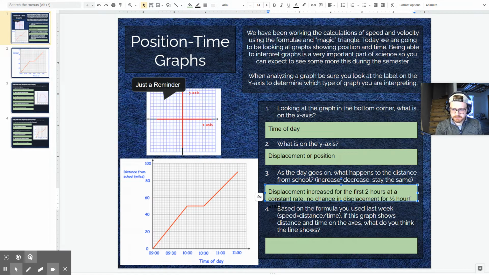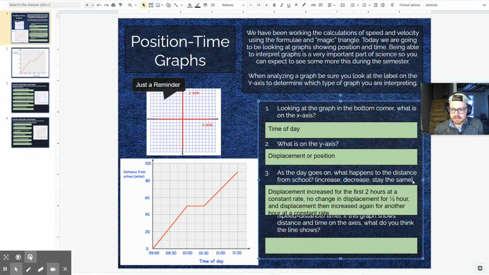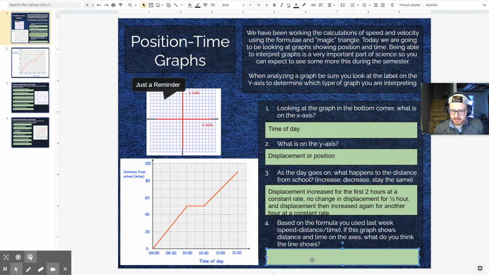And we'll say displacement then increased again for another hour at a constant rate. So the constant rate is pretty important. The constant rate thing is an important distinction. It's an important idea to have here.